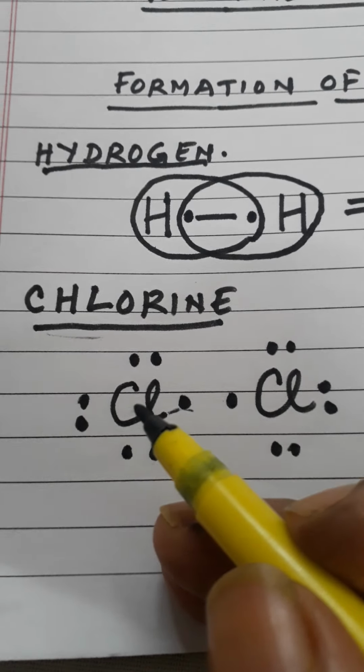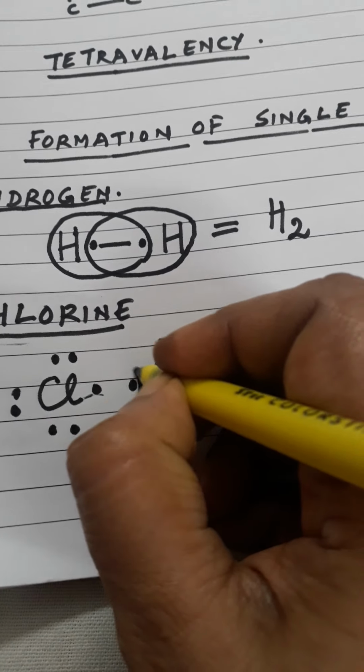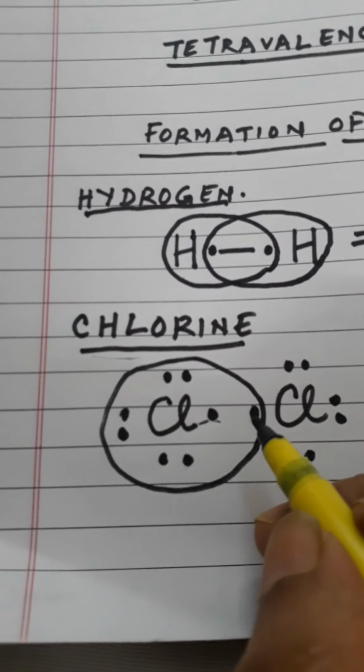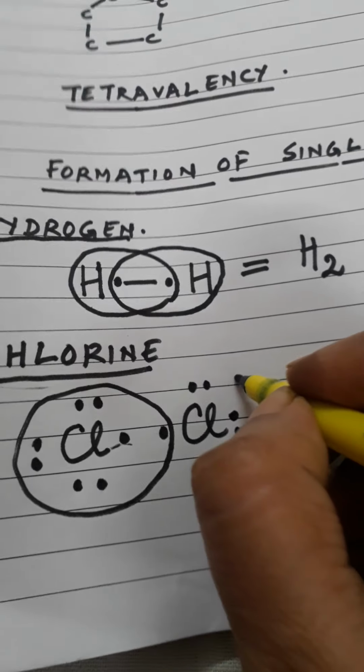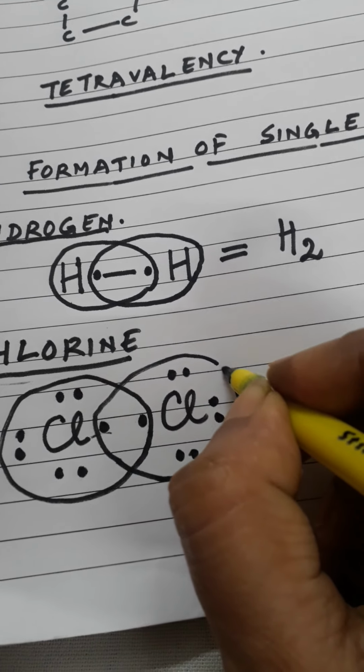Now the first chlorine needs one more electron to become stable. So it shares the electron from the second chlorine. It shares, or you can say it borrows it. And the second chlorine will also do the same. It's going to borrow or share the electron from the first.